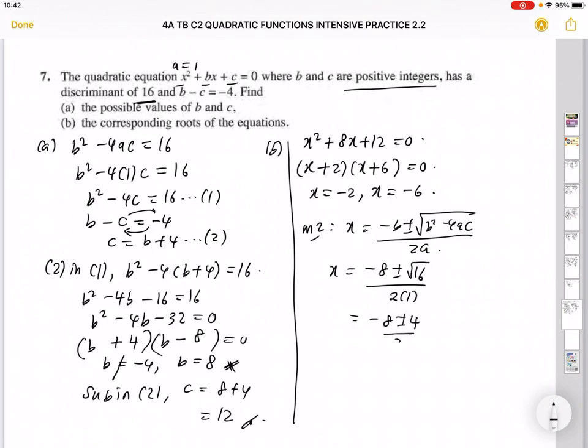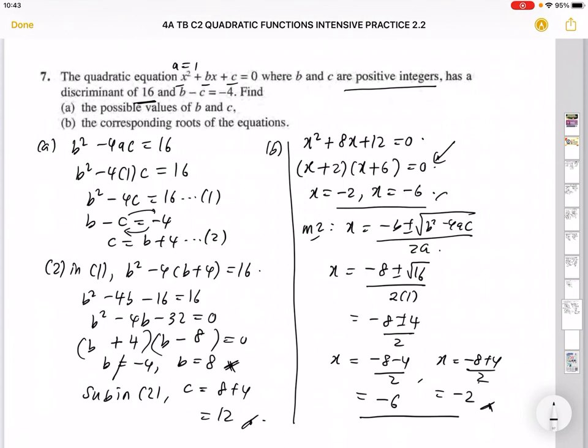But I know some people say this is harder because you have to work out two separate values, whereas factorization may appear to be easier in this case, right? So it's minus 8 minus 4 over 2 and minus 8 plus 4 over 2. Minus 8 minus 4 is minus 12, divided by 2 is minus 6. Minus 8 plus 4 is minus 4, divided by 2 is minus 2. So see, you are getting the same result but using two different methods.